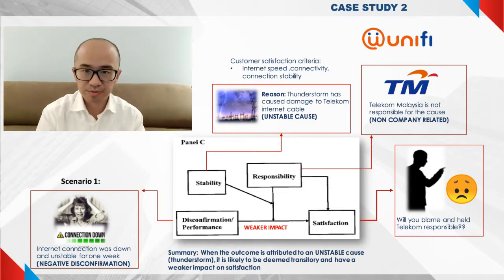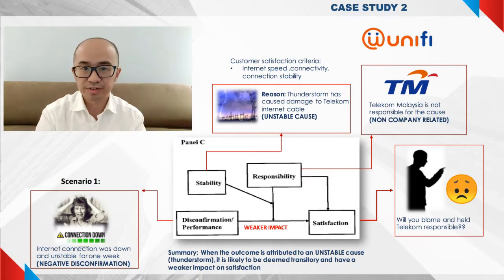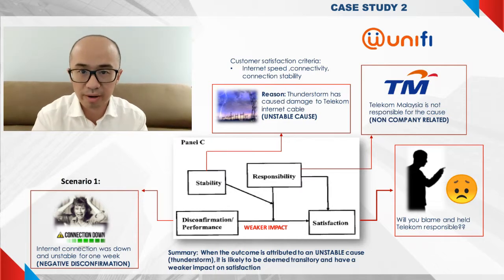Internet speed, internet connectivity, and internet connection stability are some of the most important criteria that determine customer satisfaction towards the service provided by Telecom Malaysia. Malaysia is a very special country. Unlike other countries that have 4 seasons, Malaysia has only 2 seasons. The first season is the hot season, which is what we are currently experiencing right now. And the second season is the raining season. During this raining season, usually there will be a lot of thunderstorms everywhere.